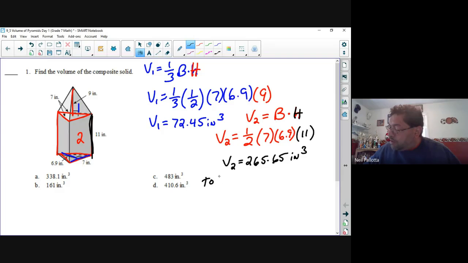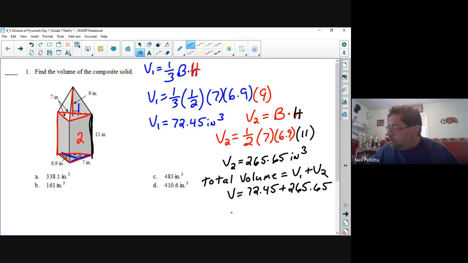Total volume is the sum of V1 and V2. So total volume is equal to the sum of V1 plus V2. So volume is going to be equal to the 72.45 plus the 265.65. So the volume is going to be equal to 338.1, and those are cubic inches.